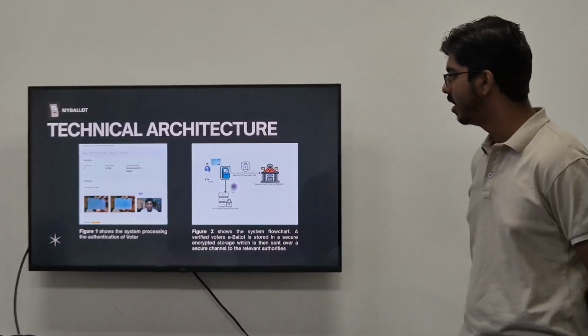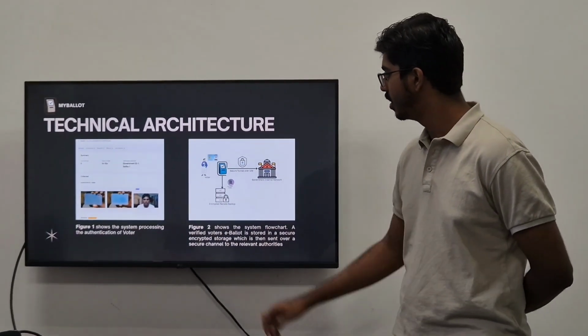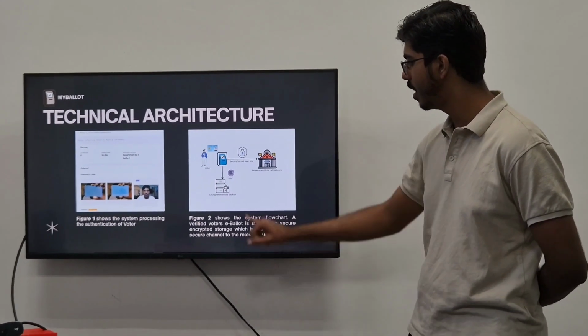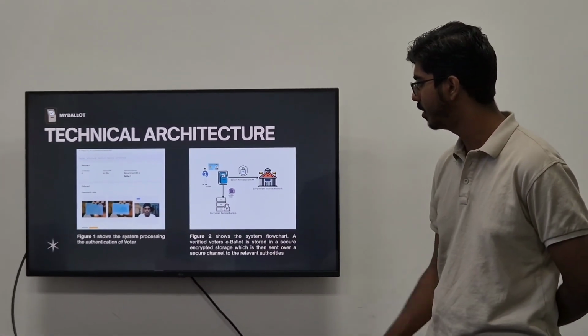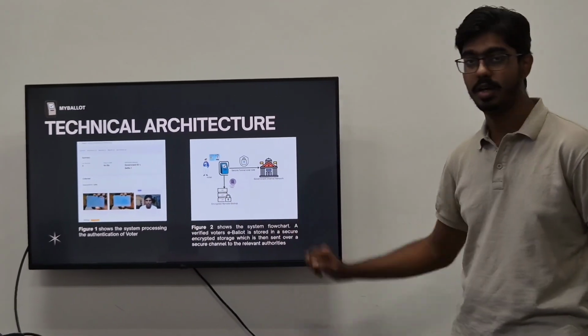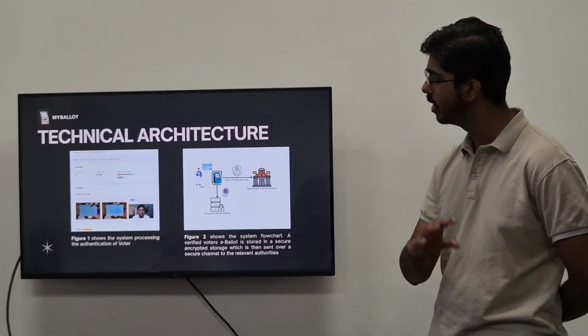Okay, this is the technical architecture. This is the flow chart. The voter comes to a MyBallot kiosk where their identity is verified, and later on their vote is sent to the SPRM, which we'll explain a little bit more later on. Next.